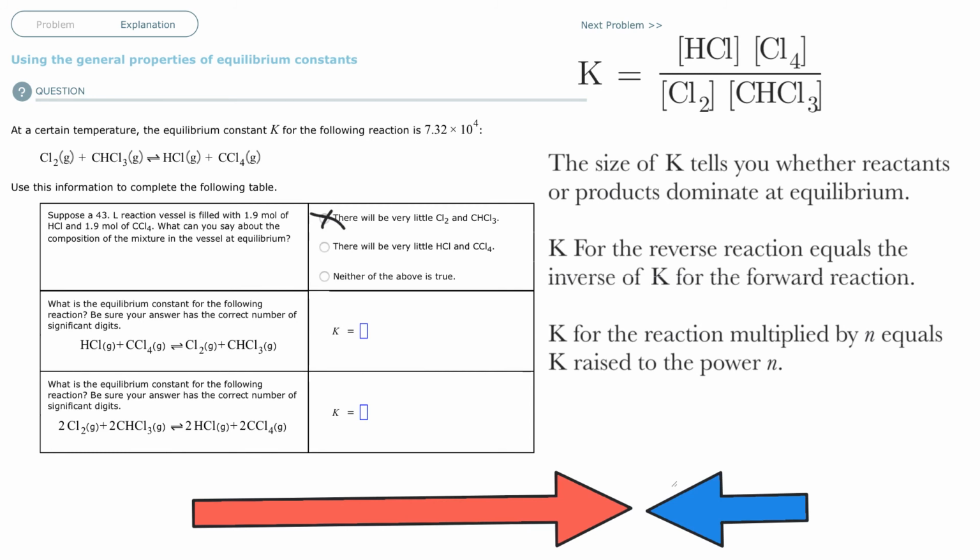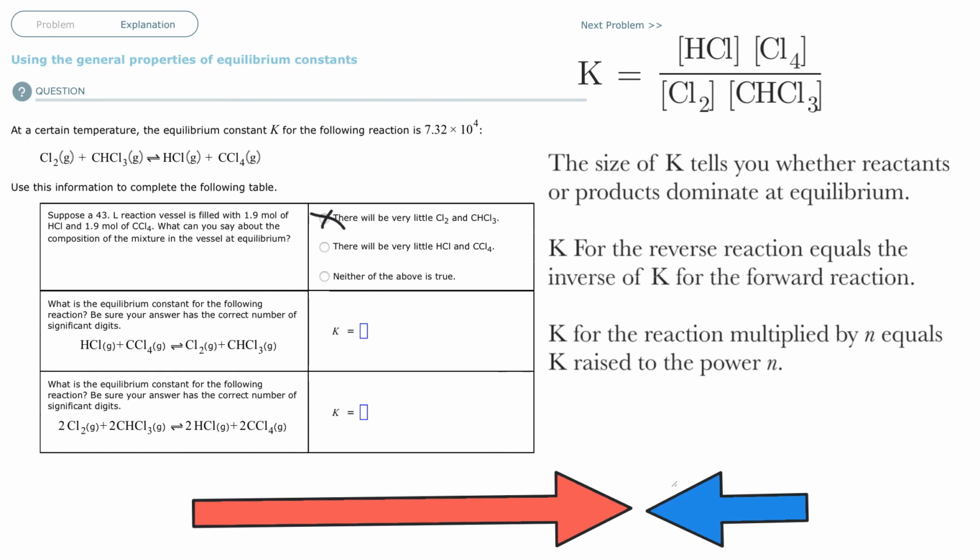Next question. What is the equilibrium constant for the following reaction? The following reaction is simply backwards. I've got HCl here and CCl4. These are my products, so I've got them backwards. That means I take my K and I flip it upside down. I will invert it. Now, if you don't have a 1 over X button, you simply take 1 and divide by 7.32 times 10 to the 4. But if you do, you just put in your K, 7.32 times 10 to the 4.